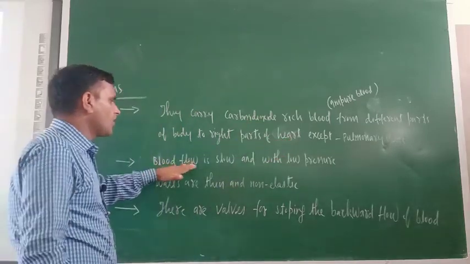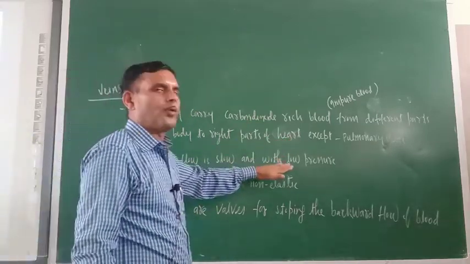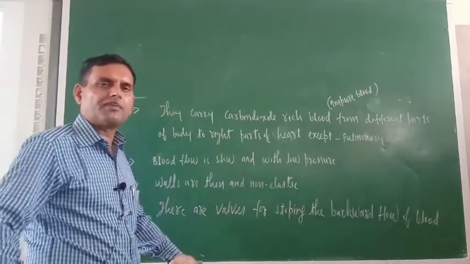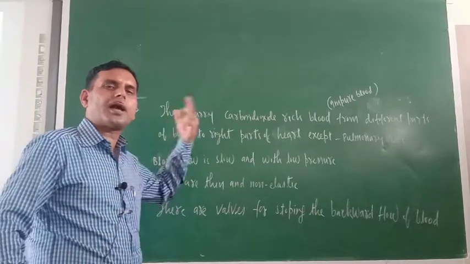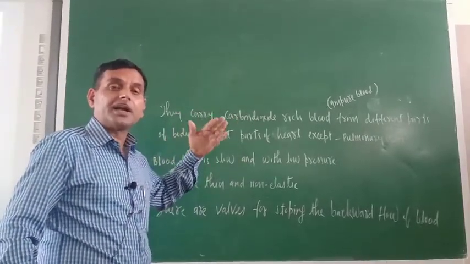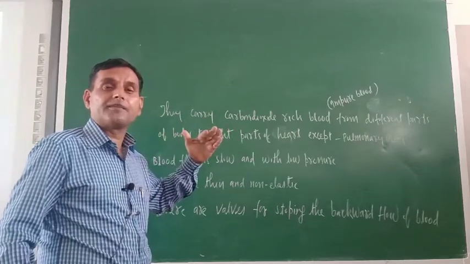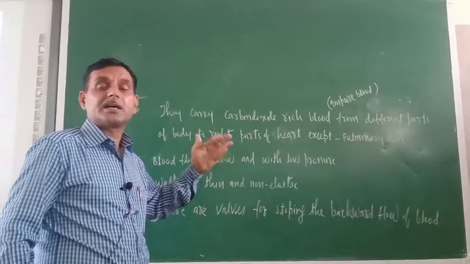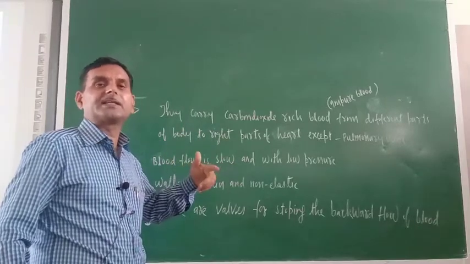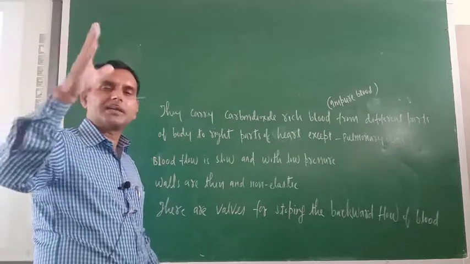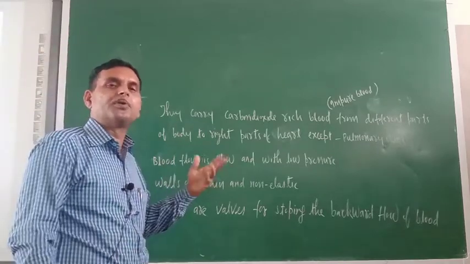Here blood flow is slow and with low pressure. Just see, blood is flowing from different parts of the body to the right parts of the heart. In the right parts of the heart, what are there? Right atrium and right ventricle. Always remember, in the left part of the heart pure blood is there, in the right part of the heart impure blood is there.